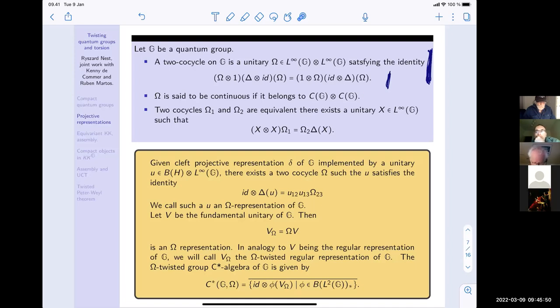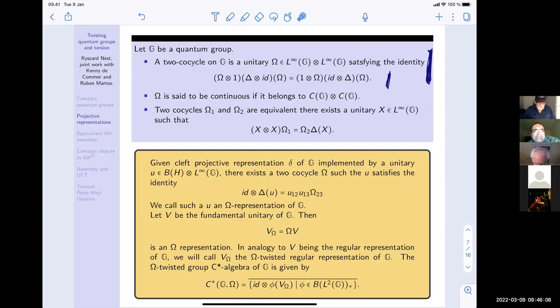Sorry, can I ask you? Sure. By trivial cocycle, you mean trivial cocycle or cohomologous to trivial? That's the next line here. Also. Right. So there is an equivalence relation.